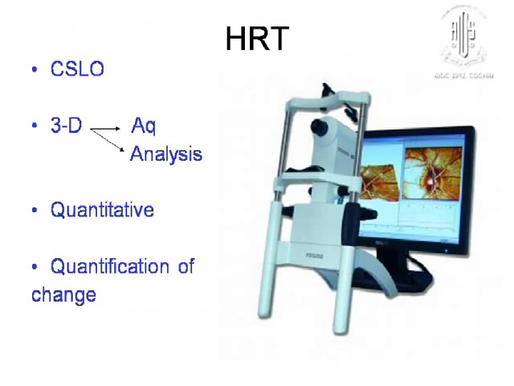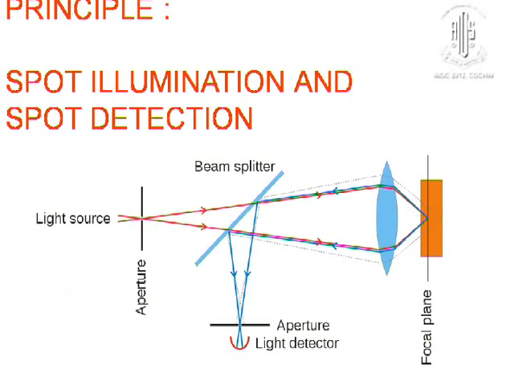HRT, as I mentioned, is a confocal scanning laser ophthalmoscope. What it does is take a two-dimensional picture, acquisition and analysis being the main thing that it does. It also gives you a quantitative analysis of the retinal fiber layer, and quantification of change over time. These are the major advantages of HRT. The basic principle of HRT is spot illumination and spot detection. That's more important in HRT.